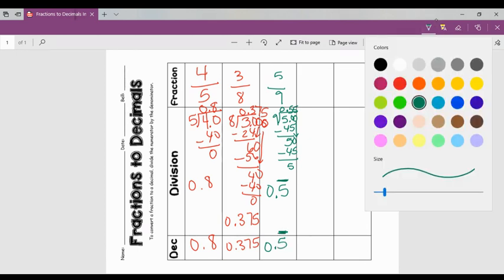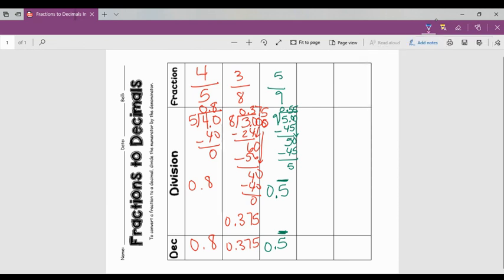For our next fraction, let me switch up the color. Let's say we have 15/2. Now this one's a little bit different because it is an improper fraction. We still want to go ahead and put that numerator in our dividend and the 2 in our divisor. 2 can go into 15 7 times. 2 times 7 gives us 14. When I subtract, I end up with 1.